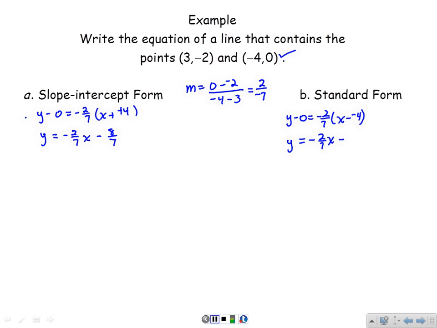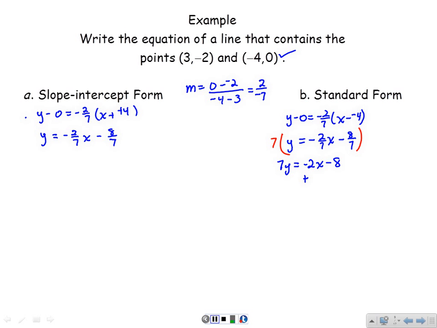still 8/7. So this is slope-intercept form, so we need to take this and get it into standard form. So again, the first thing I want to do is get rid of this fraction. So I'm going to multiply through by 7. And so I'll have 7y is equal to negative 2x minus 8.